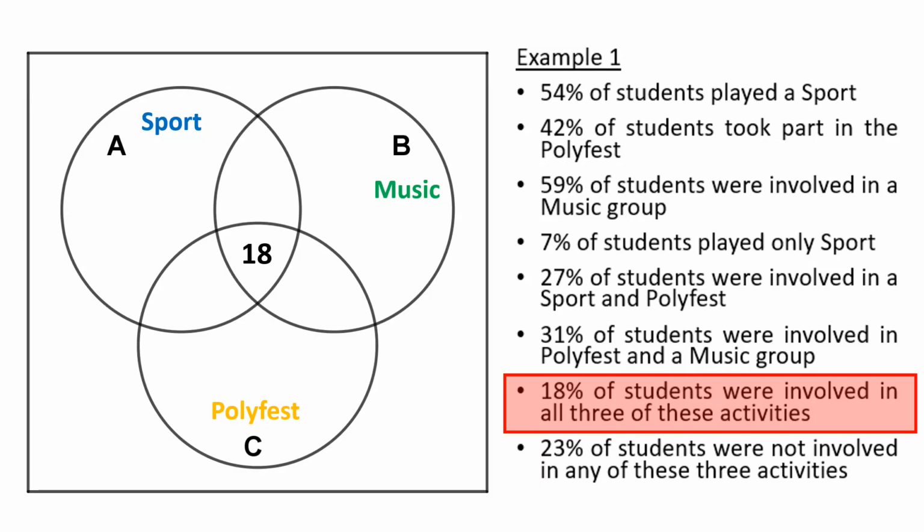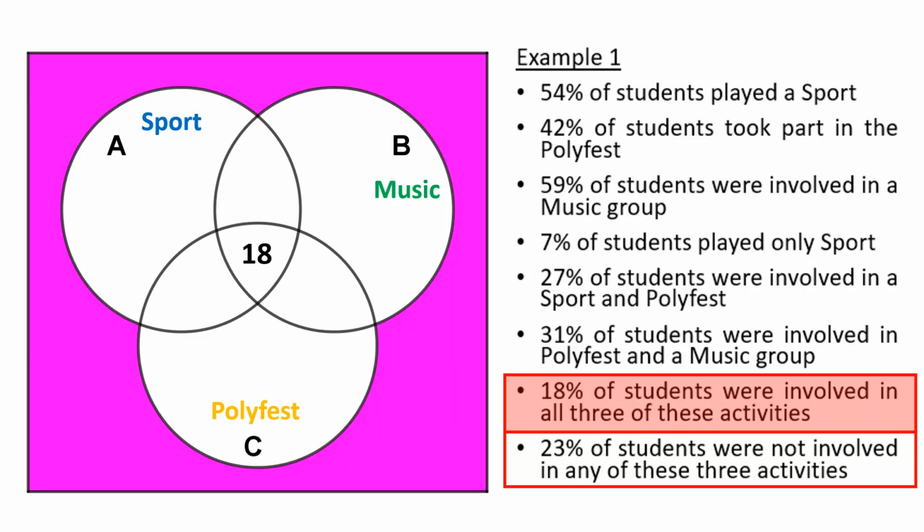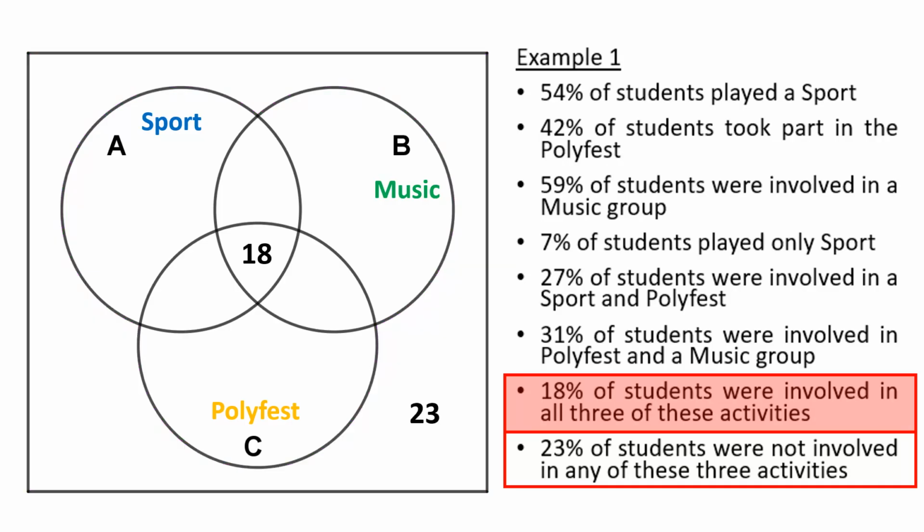Right, as I scan further down, I can see 23% of students were not involved in any of the three activities. So any of the three means this region outside the circles. 23% of students were not involved in these three. So let's put 23 out here and cross this one off.